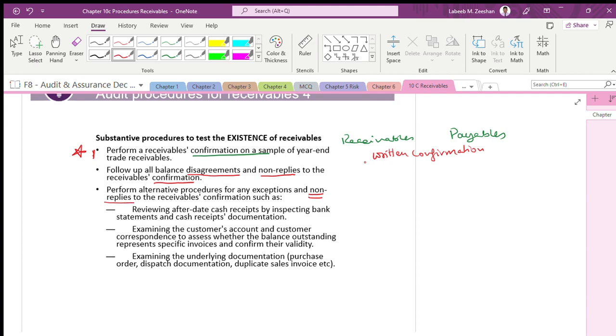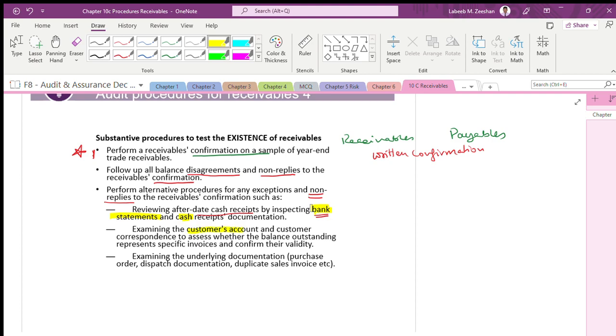Then what you have to do on your own is review after-date cash receipts. Whether we have received anything after the date. After 90 days we have received. Sometimes it happens with delay. Collection will be delayed. Clearance will be delayed. By inspecting what? By inspecting which statements? Bank statements and cash. Examine the customer's account.